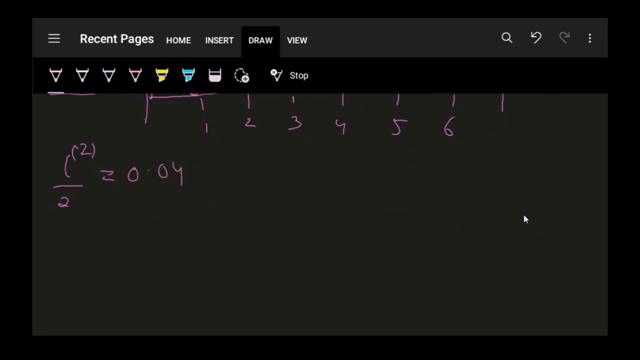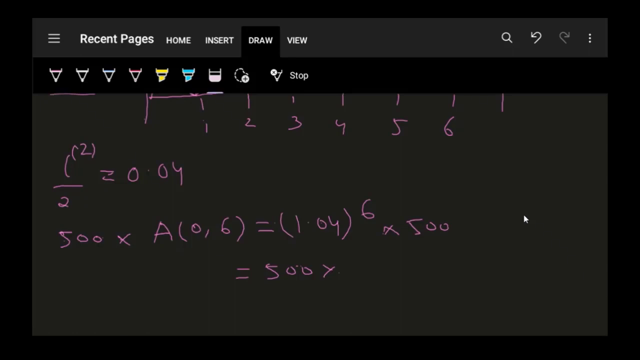So our accumulation factor will be 1.04 to the power 6. And since we are investing 500 rupees, I will multiply this by 500 to get the amount directly, which is 632 rupees 66 paise.